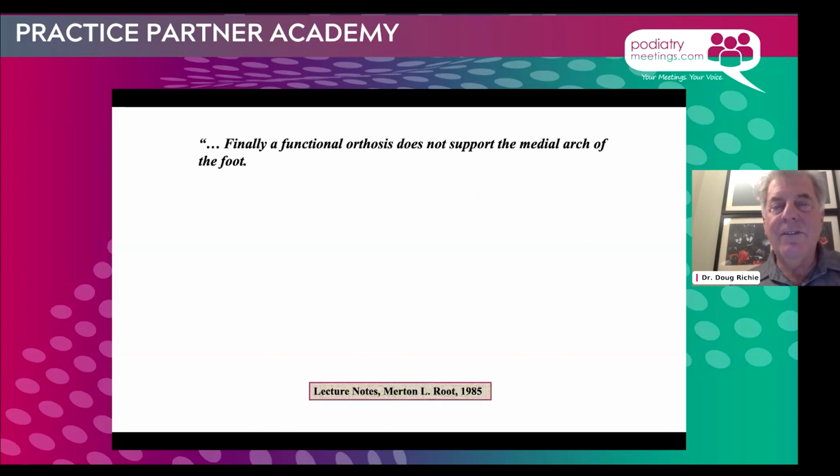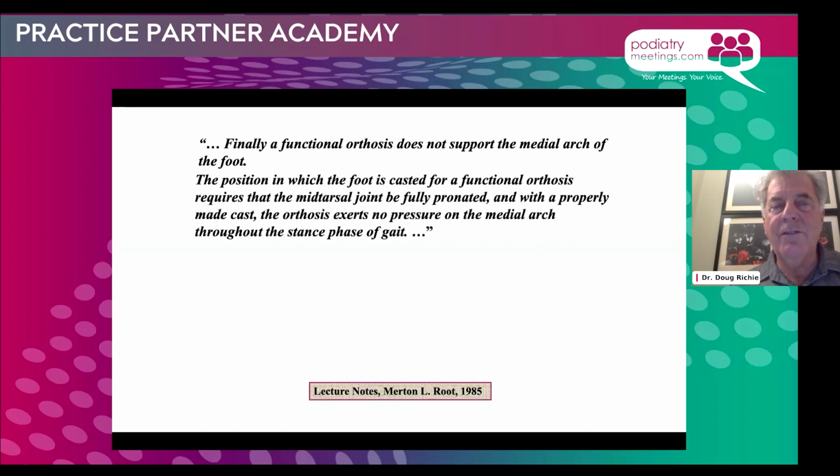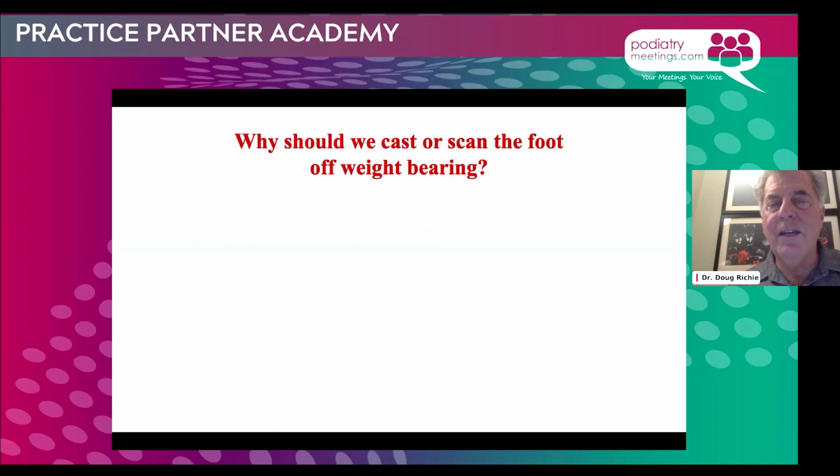So the key is the function of a foot orthosis is not to support the medial arch of the foot. It's the position in which the foot is casted for the functional orthosis to work. And according to Root, the position must be with the foot, the mid-tarsal joint, fully pronated. When we do this, the orthosis should not be expected to have any excessive pressure on the medial arch throughout the stance phase of gait.